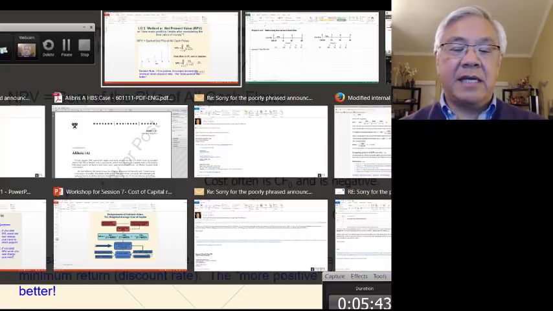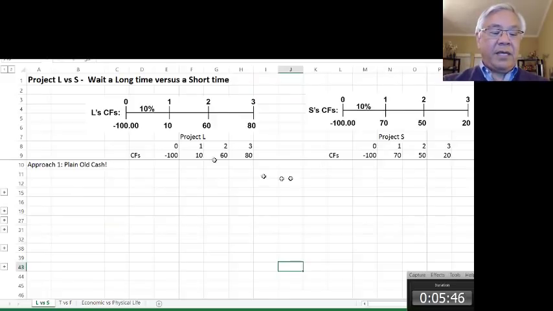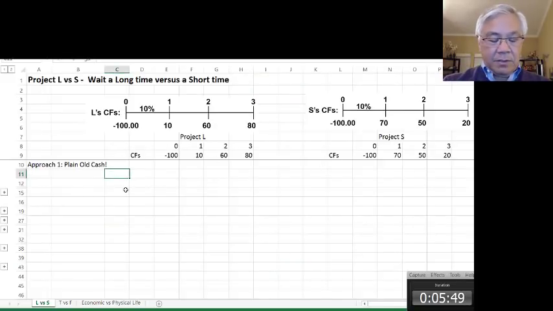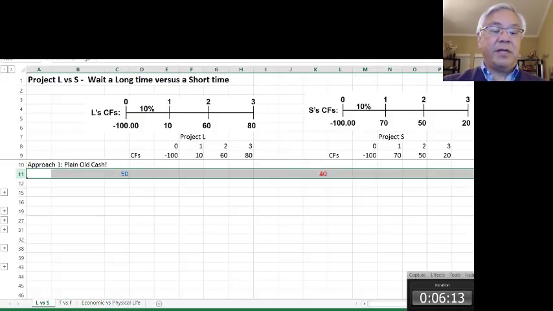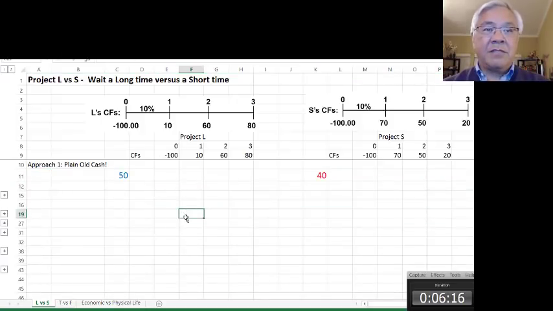When we go to Excel, we can see that with plain old cash, we'd say it equals the sum of 100 out to 80. So the first one makes us $50, and the second one makes us $40. On that basis, this doesn't look too good. This is only $40. This looks better because it makes us more money, right? So on this basis, we might say, well, this is pretty easy. We'd rather have $50 versus $40. However, you're smart enough to know that we have to consider the time value of money.